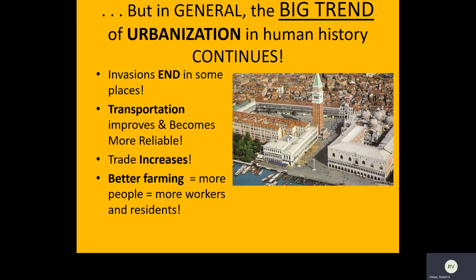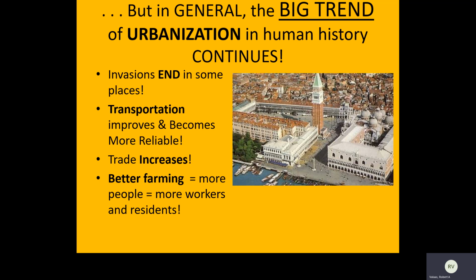However, in general, in this 1200 to 1450 time period, the general big trend of urbanization as a big deal in human history continues. And this continues, of course, because in some places invasions end. I mean, when the Mongols stop sacking, the cities rebound somewhat. Transportation improves and becomes more reliable, as we've seen with the astrolabes and the caravanserai and the camel saddle.